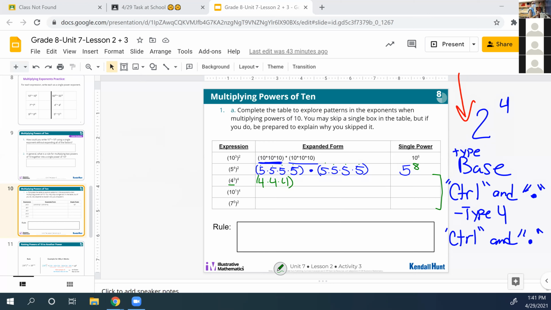Very good, Jaden Ramos. Very good, Bridget. We're doing that four times. So we're saying four times four times four. And then three more of those groups. Four times four times four. That's two. Four times four times four. That's three. And then four times four times four. Four groups of four times four times four.